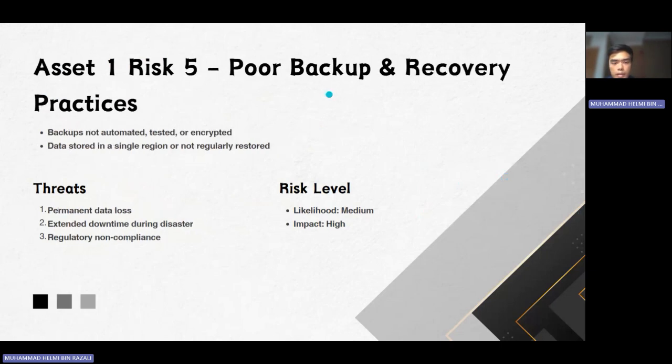And next is poor backup and recovery practice. This is when backups are not automated, tested, or encrypted. It's also when data is only stored in a single region and not regularly restored. Again, the likelihood is medium and the impact is high. The risks include permanent data loss, extended downtime during disasters, and also regulatory non-compliance. And that's all from me. We pass to the next person.